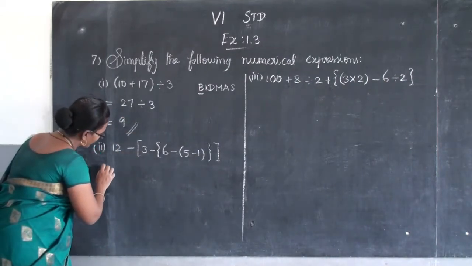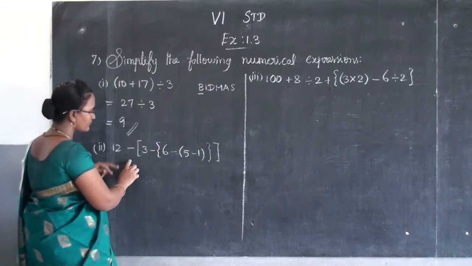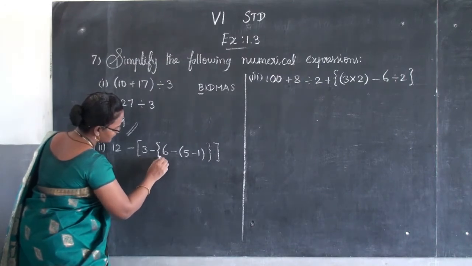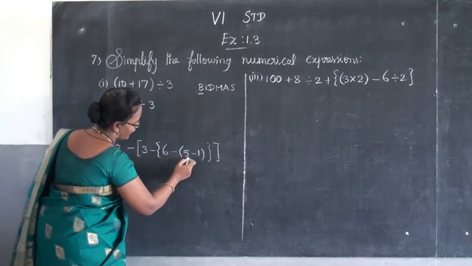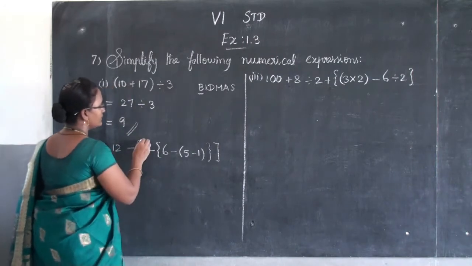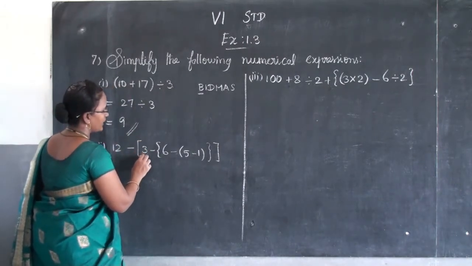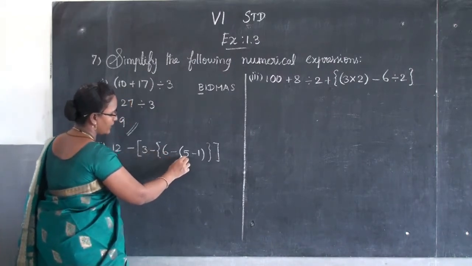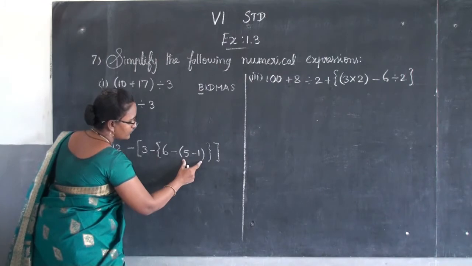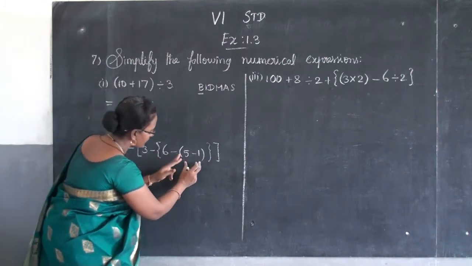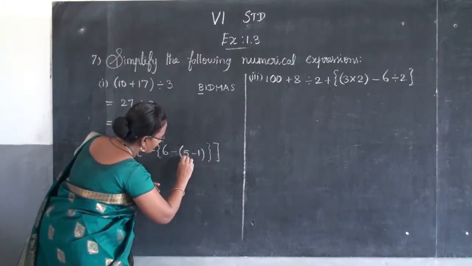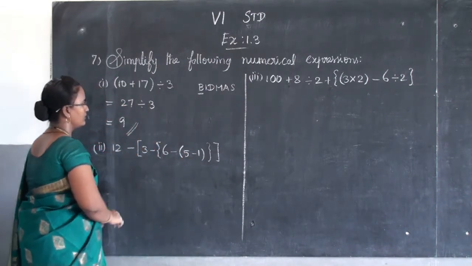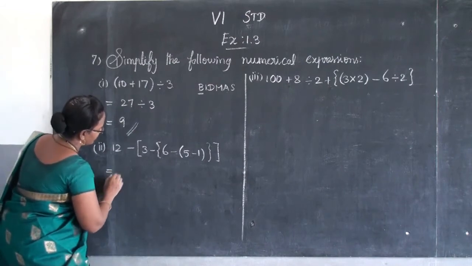And then the second one, 12 minus 3 minus 6 minus 5 minus 1. Inside it is a square bracket, this is a set bracket and this is a round bracket. So first we solve inside the brackets. Which one is here? Round bracket. Solve the round brackets and then the set bracket and then the square bracket.